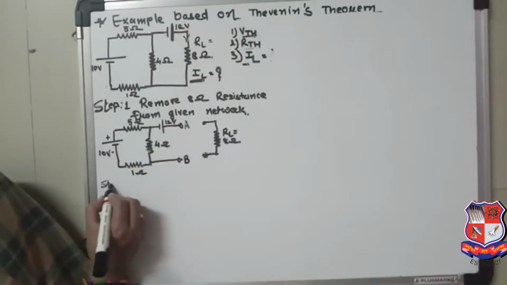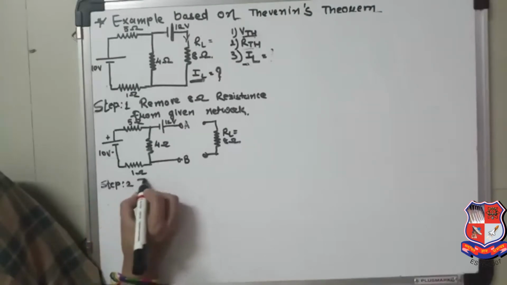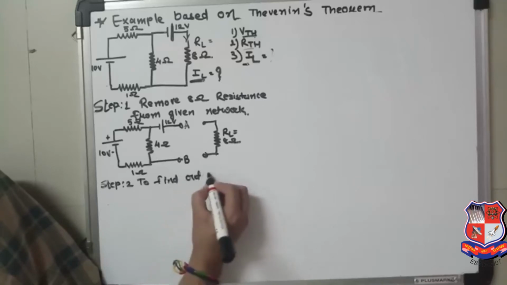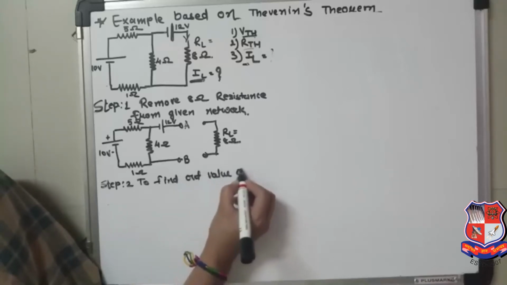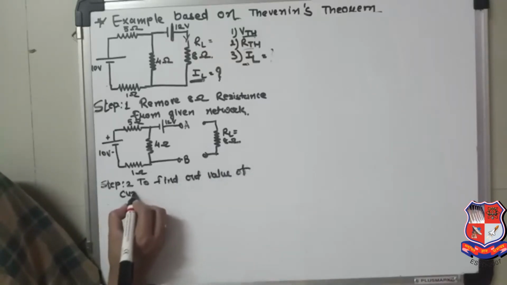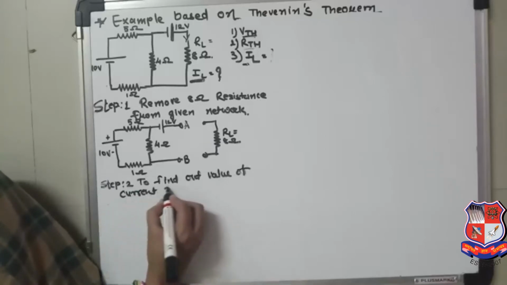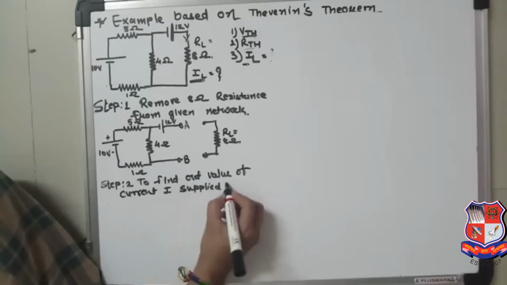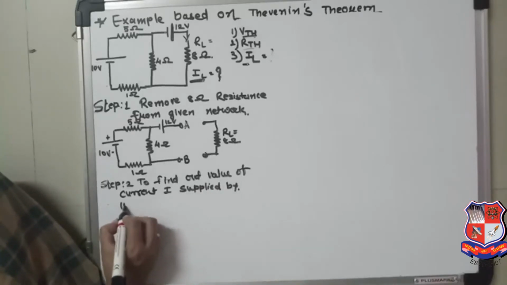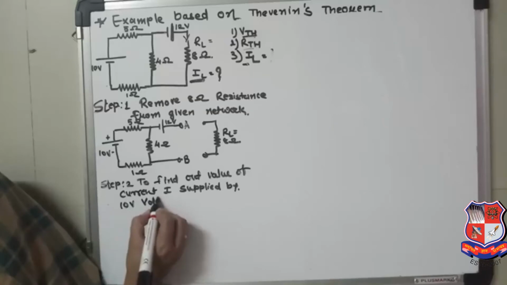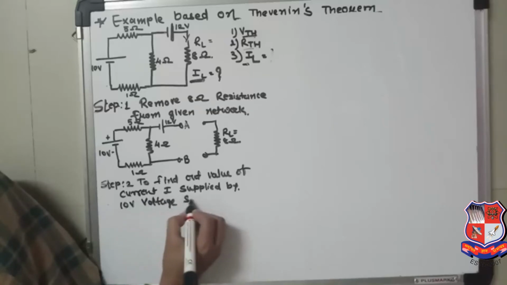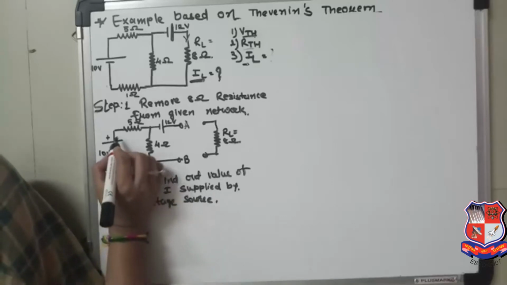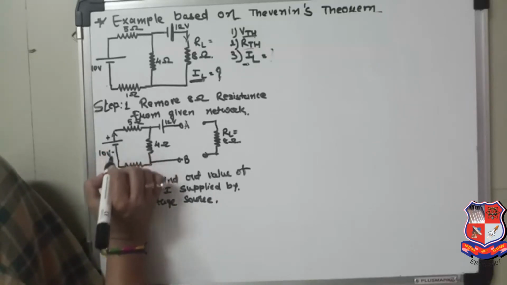Now step number 2: find the value of the current I supplied by the 10 volt voltage source. In this second step, you want to find the value of the current which is supplied by the 10 volt source.